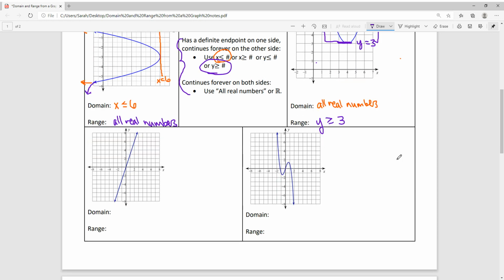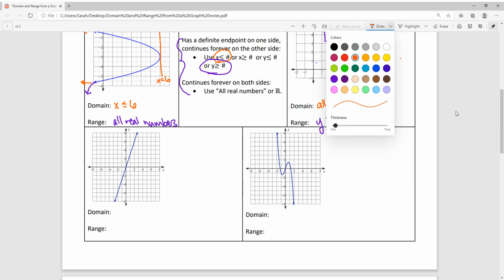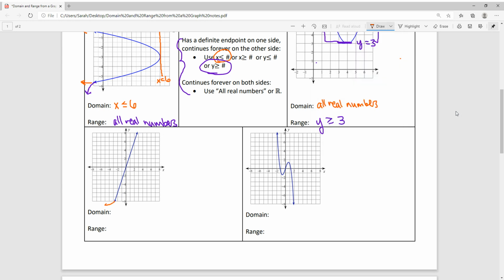The last two are similar to each other. Notice that we have arrows on both ends, but it's not a parabola. We've got a line here. We've got a cubic function here. The same idea, though. Let's look at our x values and our y values for our domain and range. My x's, this arrow will continue pointing to the left forever. This arrow will continue pointing to the right forever. So since it's going to point to the left and right forever, my domain is all real numbers.